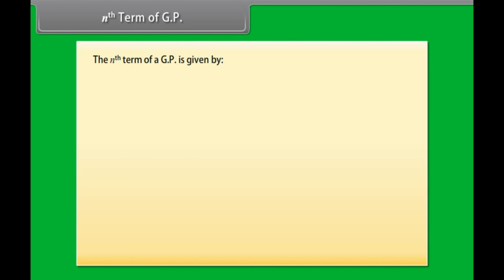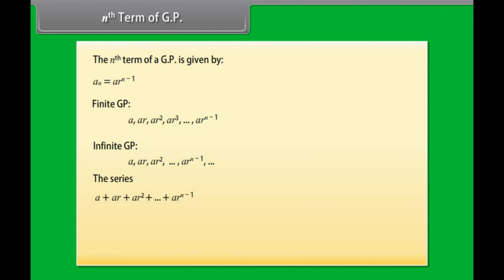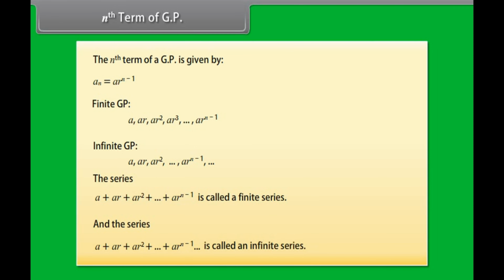Nth term of GP. The nth term of a GP is given by an is equal to a into r raised to power n minus 1. Finite GP is given below. Infinite GP is given below. The series a plus ar plus ar square plus so on till plus ar raised to the power n minus 1 is called a finite series, and the series a plus ar plus ar square plus so on till ar raised to the power n minus 1 and so on is called an infinite series.